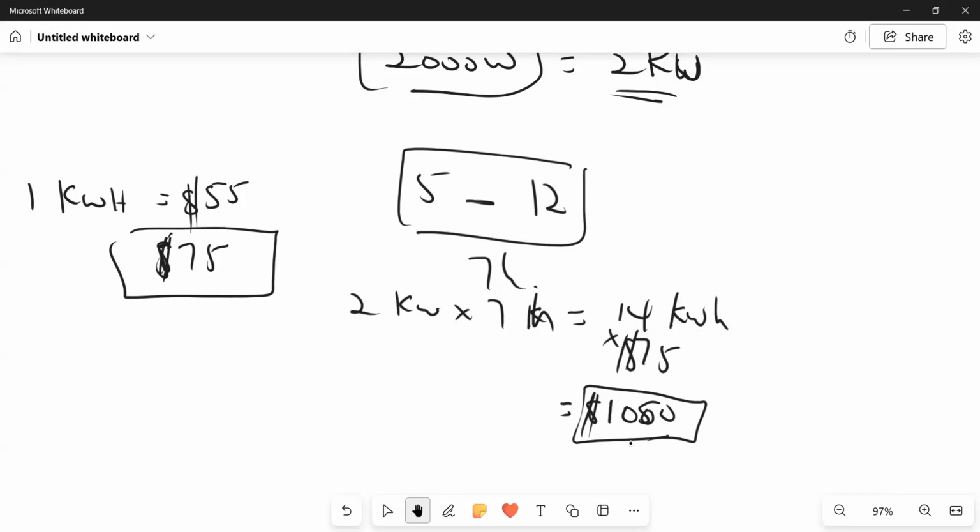And remember, you have all the appliances in the house. You've got your fridge running 24 hours. You've got your freezer running 24 hours. Some people run the air conditioner 24 hours too. And there's a small air conditioner, you know, that's also 2,000 watts, the small one.